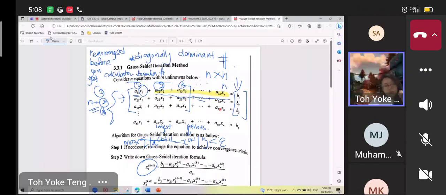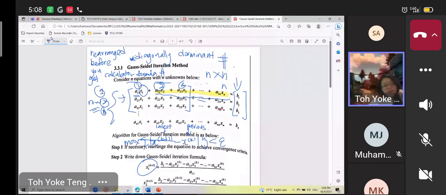Just the same thing, so we only keep x2 on the left hand side. For this one, since we do know the latest value, the subscript here is k. For the second one, you just move this one and the rest of the terms to the right hand side and then over A22, in order to keep x2 (k+1) on the left hand side.